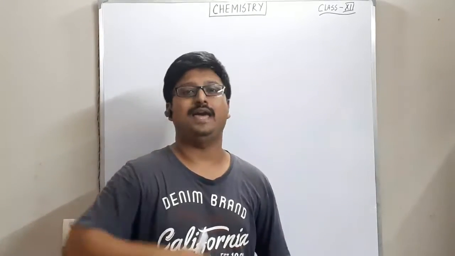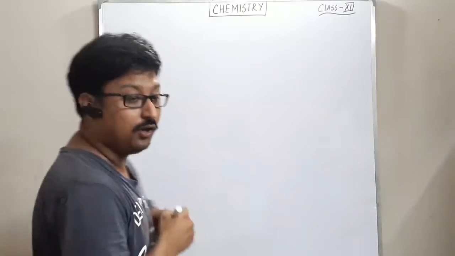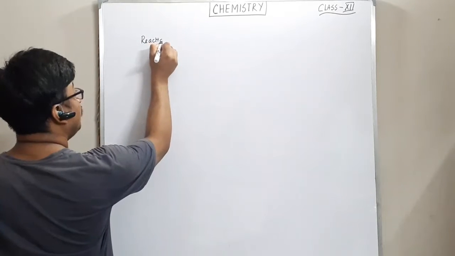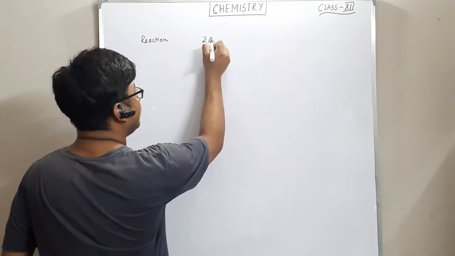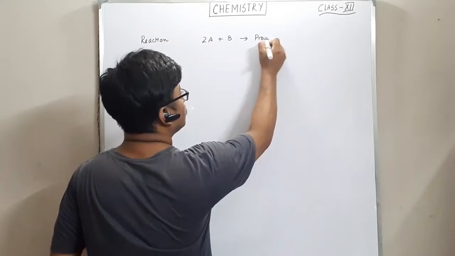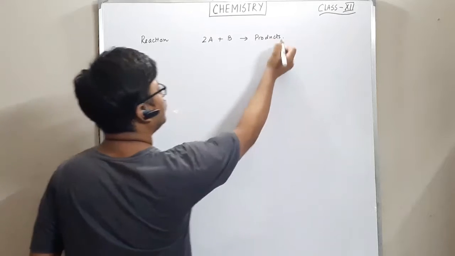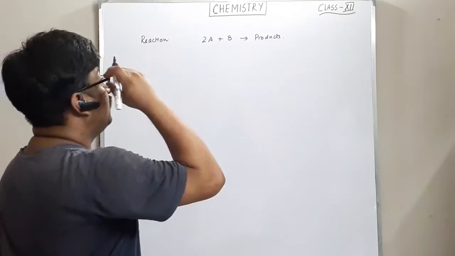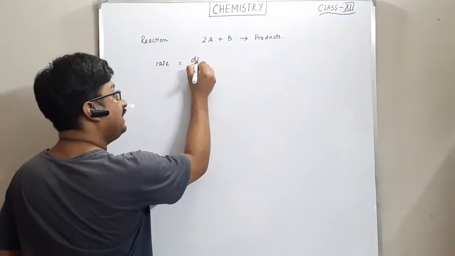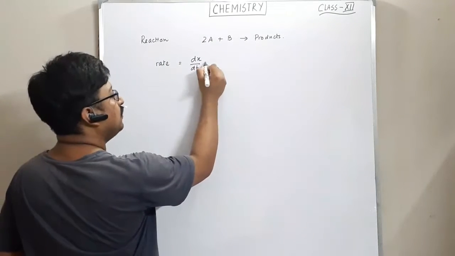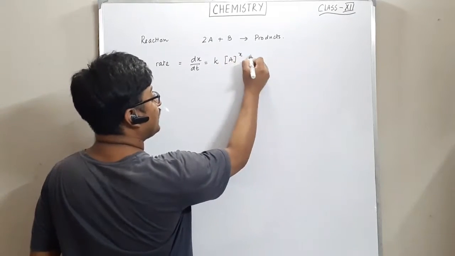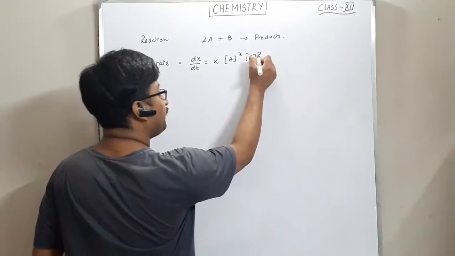Welcome back. So, as we were discussing the rate law here, let's look at a chemical reaction. Let's say the reaction is 2A plus B gives the product. Now, the given rate of the reaction is dx by dt, which is equal to the rate constant small k times [A] to the power x and [B] to the power y.